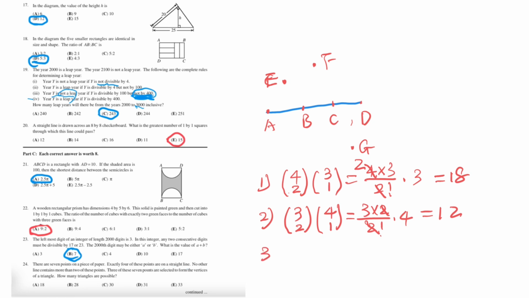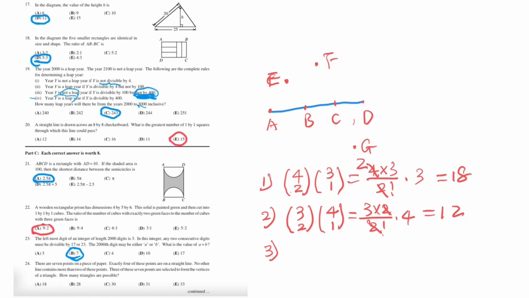We still have the case 3. Case 3, we don't choose the points from the ABCD. We just choose the EFG. So that's the 3 choose 3. That's the 1. So total how many triangles? That's the 18 plus 12 plus 1. That's 31. So the answer is D.